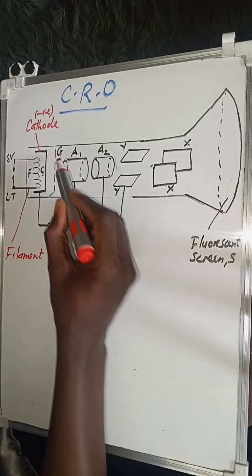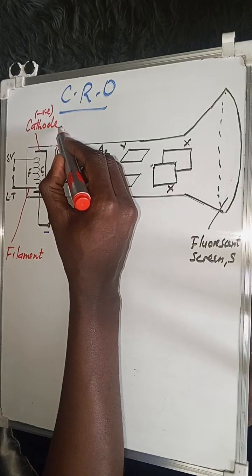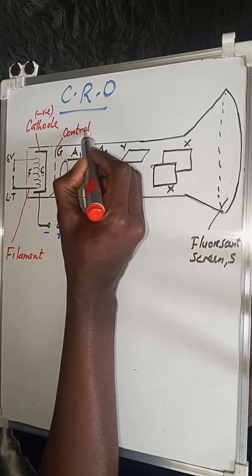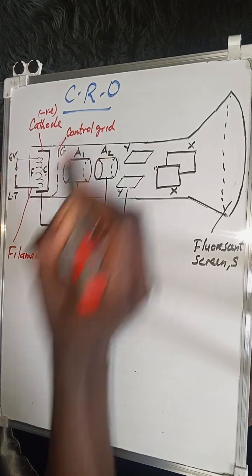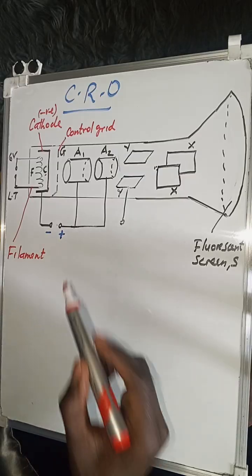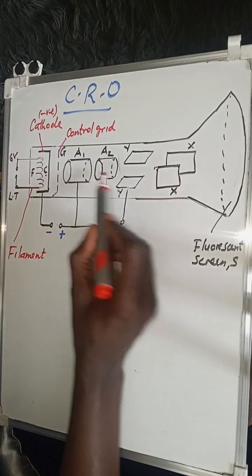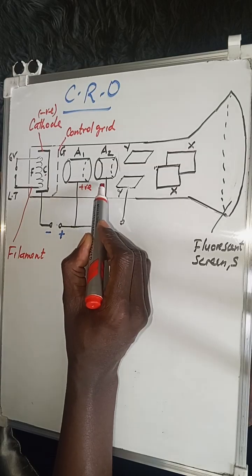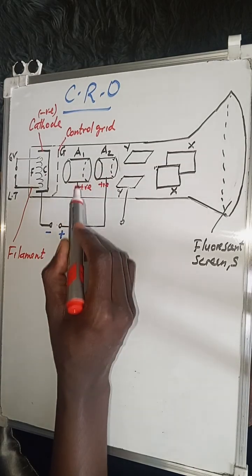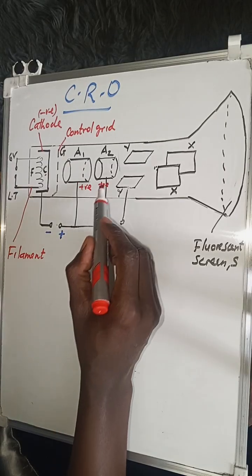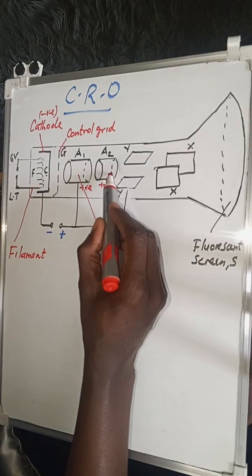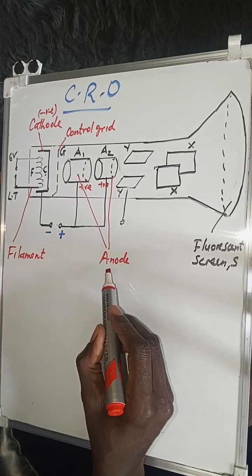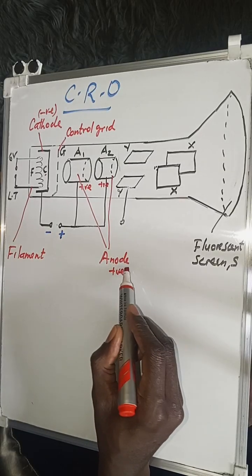Then this one that you are able to see there, I've labeled G. This is what we call the control grid. Then these two are both connected to the positive terminal, so they become positive. Both of them, A1 and A2, represent the anode. Remember, the anode is positively charged.